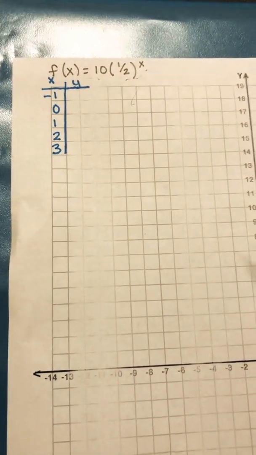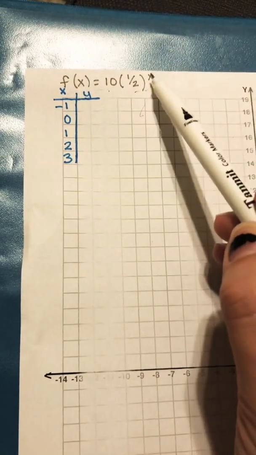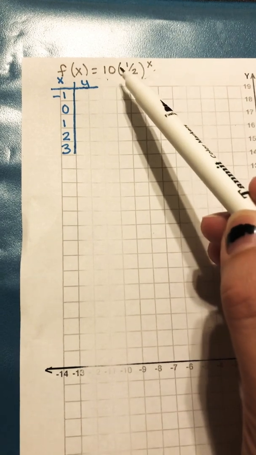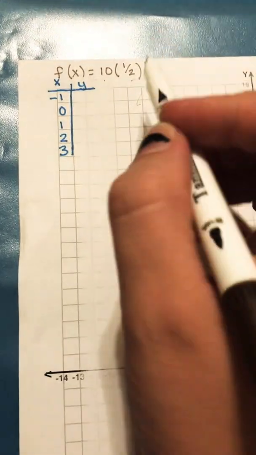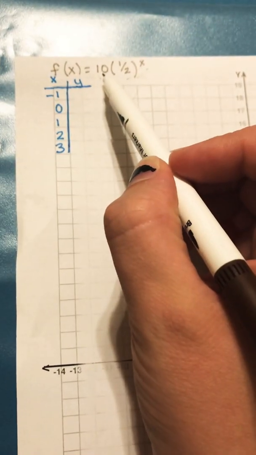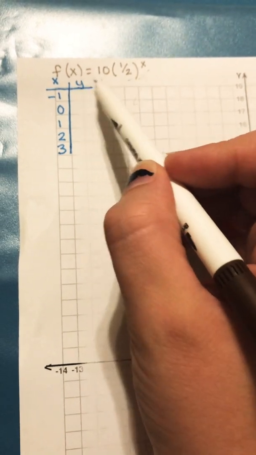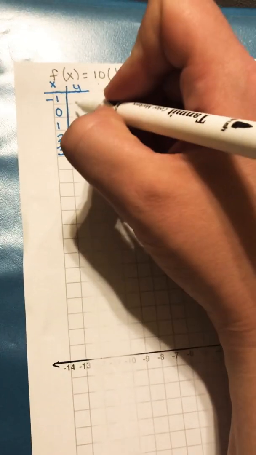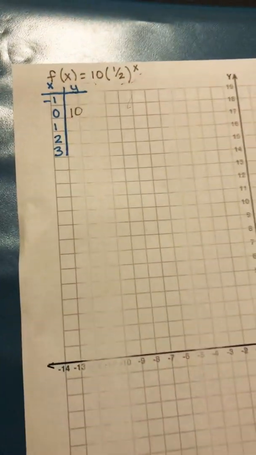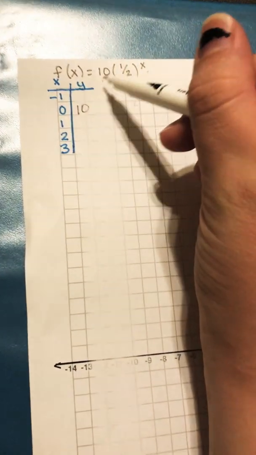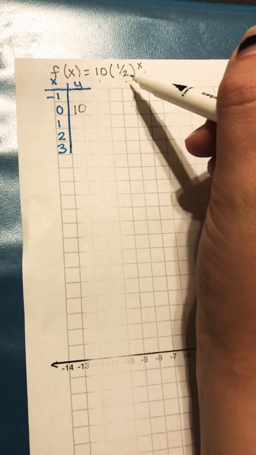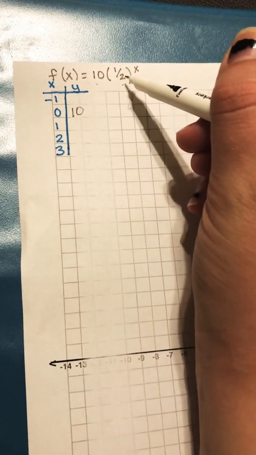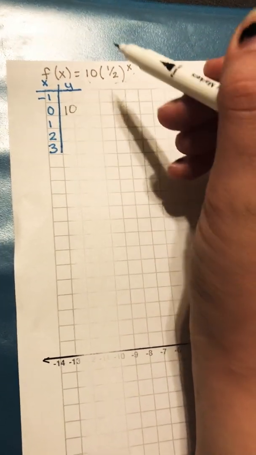What we can do is substitute these given x values in for x in the equation, or we can just take the equation and use the information given to us. Since we know 10 is our starting value, we know that that is our y-intercept. When x is 0, that's the y-intercept of a graph. So 0, 10 is a point on our graph. We also know that 1/2 is the multiplier. So that means, given a y value, you multiply it by 1/2 to find the next y value.